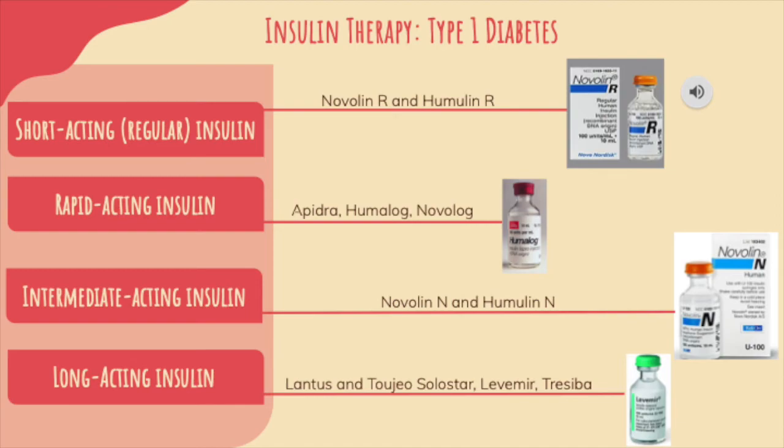Intermediate-acting or NPH insulin include insulin NPH, such as Novolin N and Humulin N, and long-acting insulin, including insulin glargine, insulin detemir, and insulin degludec. Please note that all these medications should be accompanied by frequent blood sugar monitoring, eating, of course, healthy foods, exercising regularly, and maintaining a healthy body weight. So the goal is to keep your blood sugar level as close to normal as possible to delay or prevent any kind of complication.